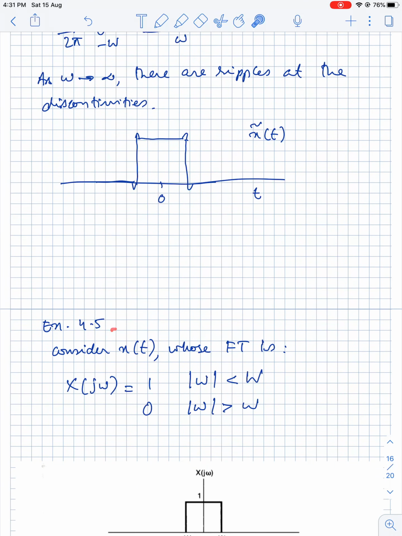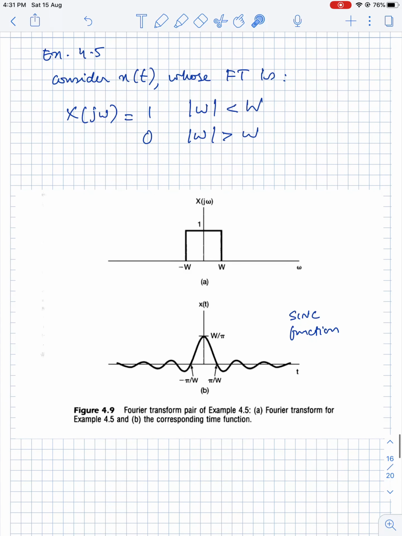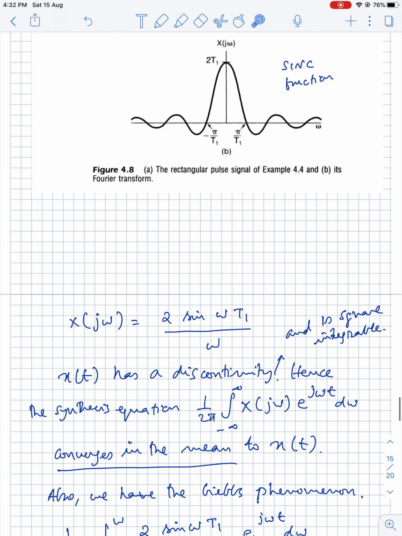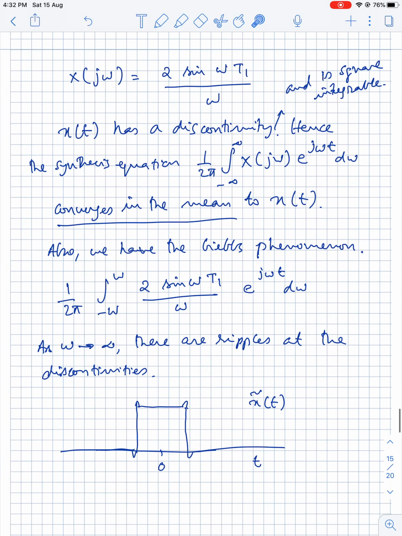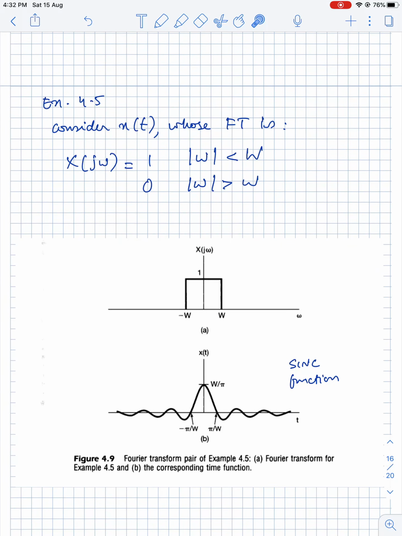Another example, example 4.5. Now consider x of t whose Fourier transform is given here. Okay, so the Fourier transform is this. In the previous example, this was my time domain signal, which is a square pulse in the time domain. Now I am giving you the square pulse as the Fourier transform. What is the x of t which has this Fourier transform? There are particular points, minus W and W on the omega axis, where the discontinuity occurs in this X of j omega.